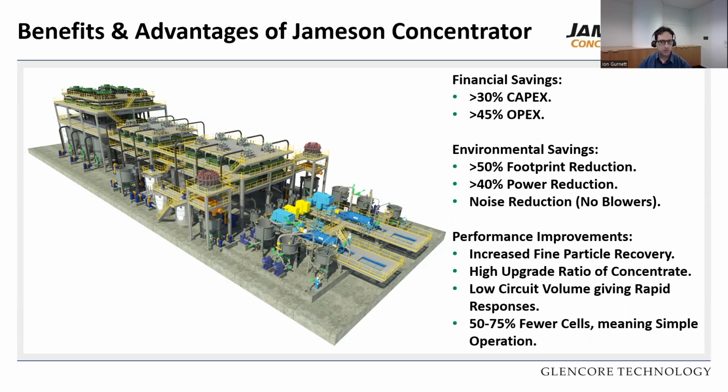Jameson cells will improve your fine particle recovery, allow for high upgrade ratios of concentrate, and reduce the circuit volume, giving you much better response time and ability to handle variations. And I know this is a general term, but there is potential to reduce cells by 50 to 75%. As a rough rule of thumb, we found 1 Jameson cell typically replaces 4 conventional cells. Fewer cells, more simple operation.